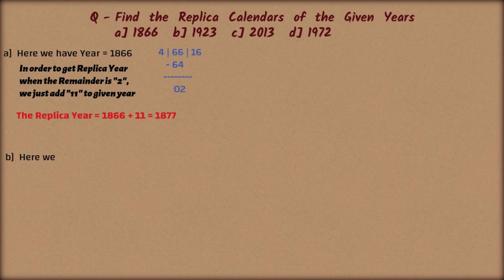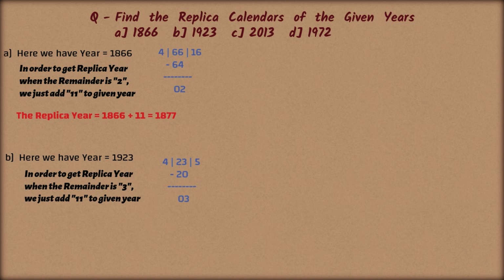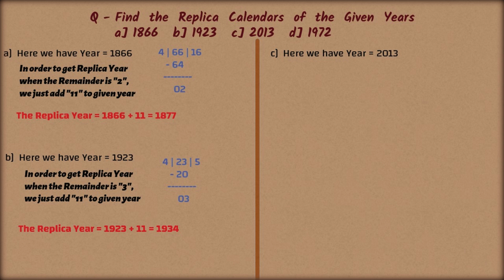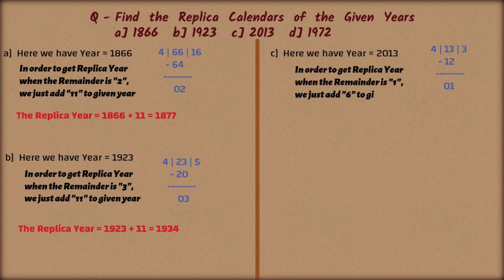Taking a look at 1923, when we divide 23 by 4, we get the remainder as 3. And we know, in order to get the replica year, we must add 11 to this year. And when we do so, we get the year 1934 as the required replica year. Next case, in 2013, when we divide 13 by 4, we get the remainder as 1. So in this case, as we got the remainder as 1, we need to add 6 to this year. 2013 plus 6 gives us the year 2019.